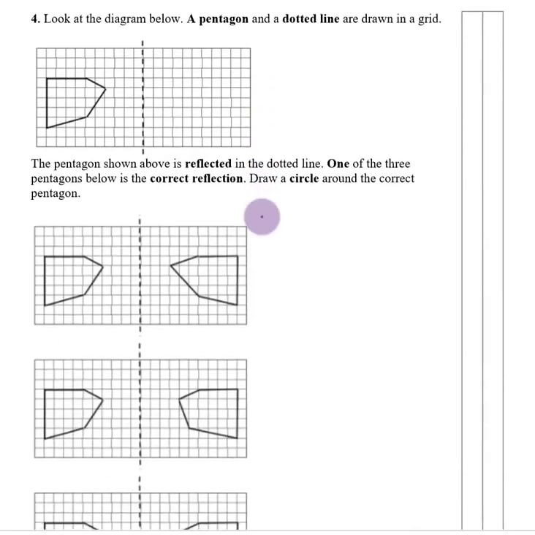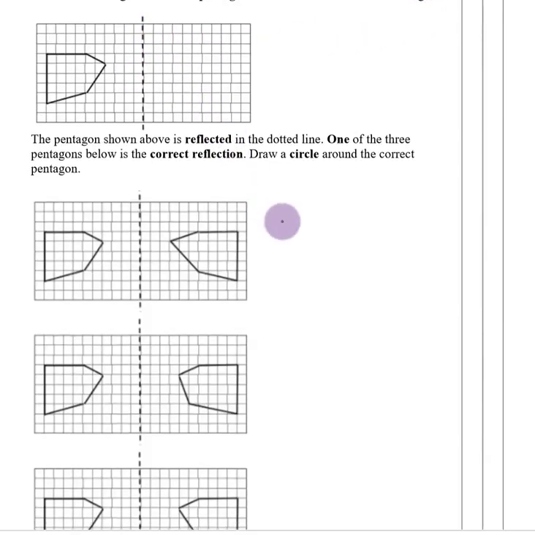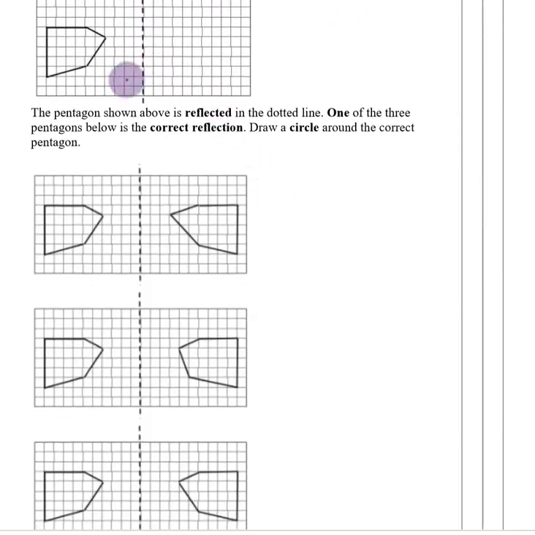Now this next question looks a little tricky. It takes up the whole page, but it says look at the diagram below. A pentagon and a dotted line are drawn in the grid. So I'm going to move it up a little bit further so we can see the other bits. Okay, so pentagon shown above is reflected in the dotted line. One of the 3 pentagons below is the correct reflection. Draw a circle around the correct reflection. So if this here pentagon was reflected along this mirror line, which one of these would be the correct reflection?